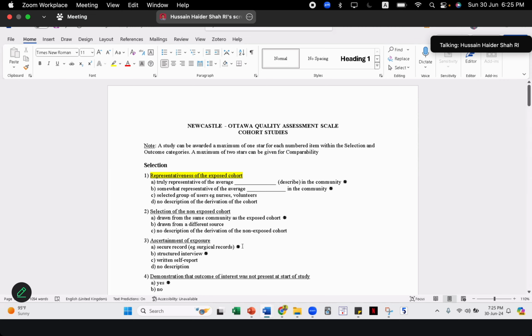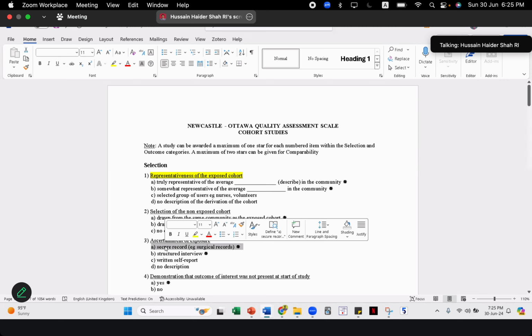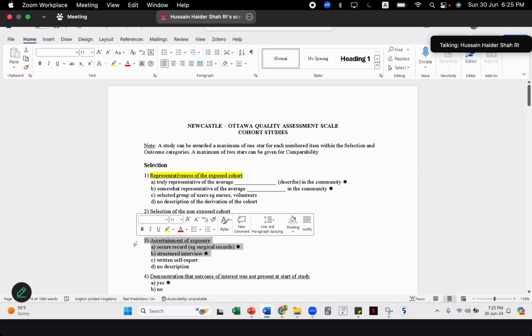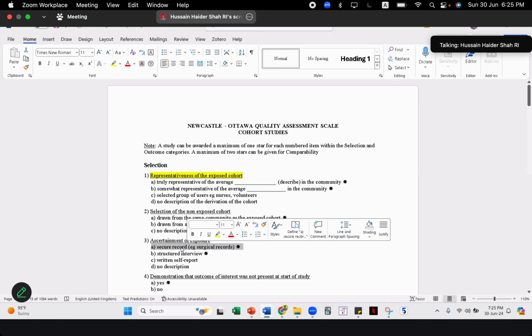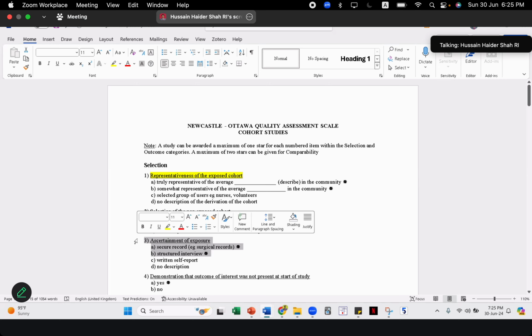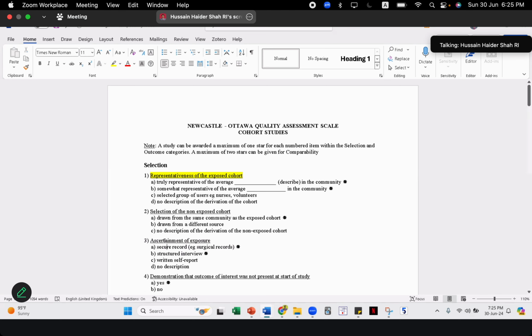Did we check secure surgical records or any medical records? Did we conduct a structured interview and make sure that the person is a smoker, or did we have a medical record of that person which made sure that the person is a smoker? If these two points are present in the methodology section of the exposed cohort, then we will give it a star, because now we know that the ascertainment of exposure is made sure by a secure record or a structured interview.